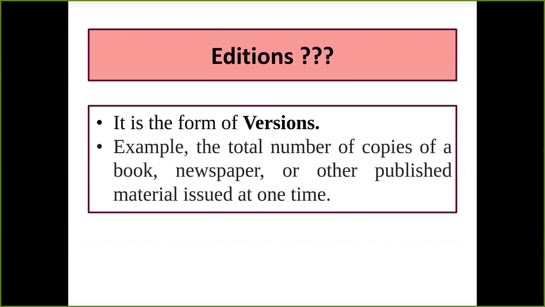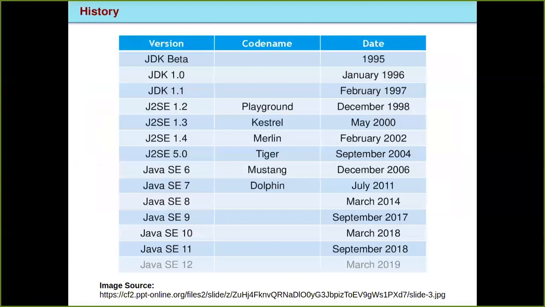That can be the total number of copies of your book, of your newspapers, of the published materials. That can be known as editions. If every year I am updating something in my software, that will be considered a new version. Okay. So we also had a look into the history. It started in the year 1995, and I told you that it is the 14th version, which is the latest and updated one of your JDK.